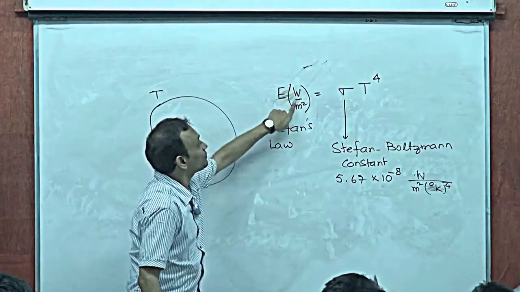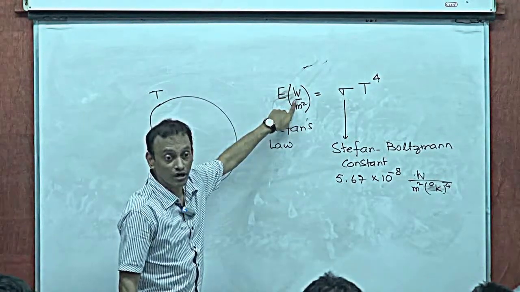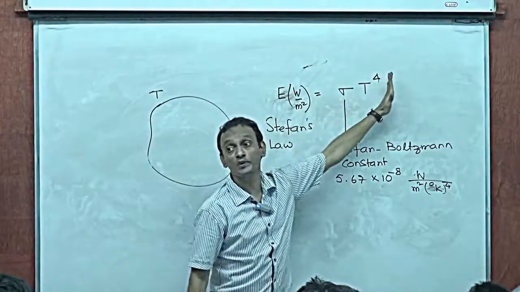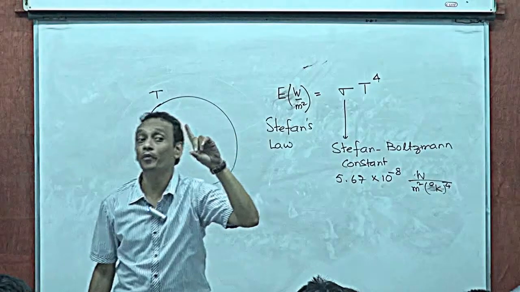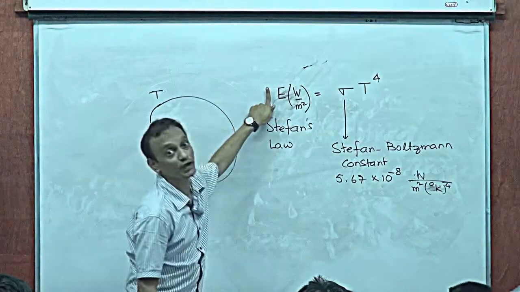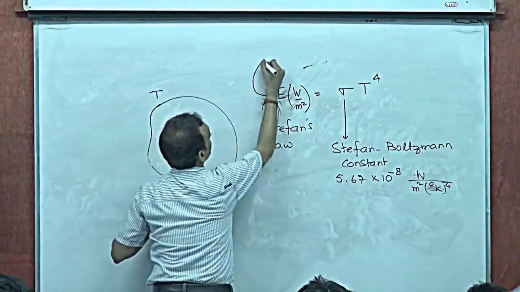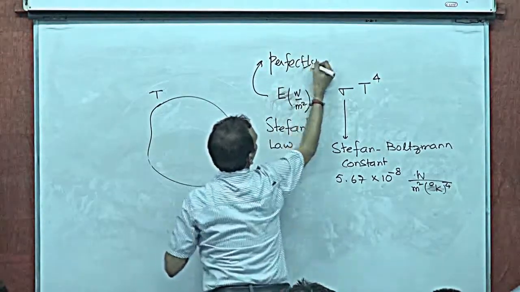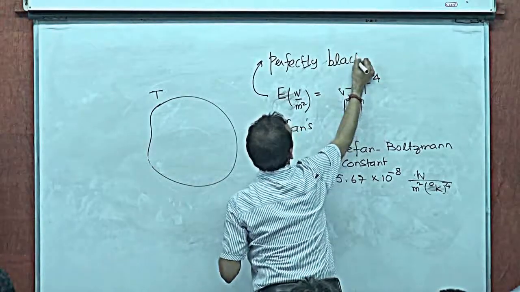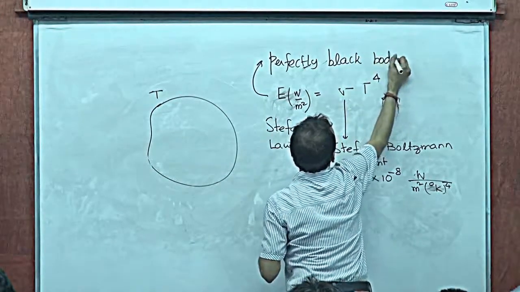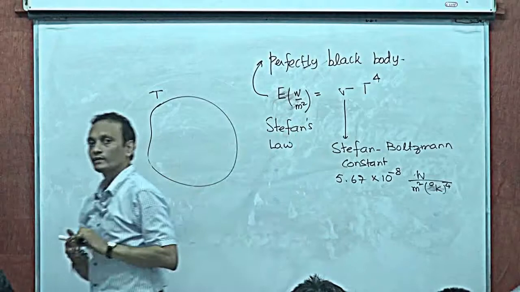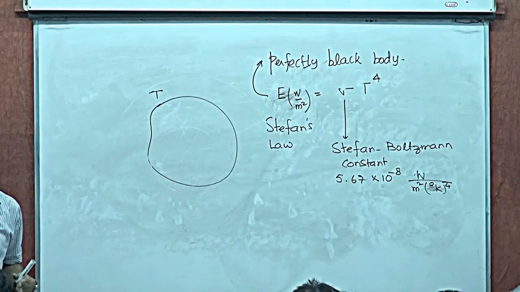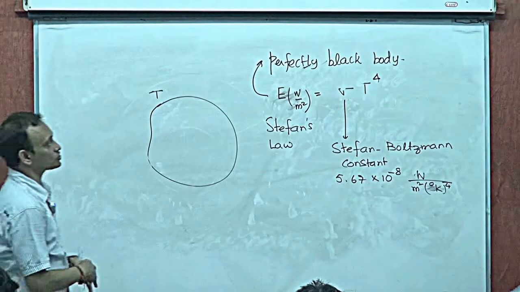So this is the heat flux through a surface in the form of radiation, which is proportional to the fourth power, and bodies that exactly subscribe to this are called perfectly black bodies. This is the emission in the form of thermal radiations.